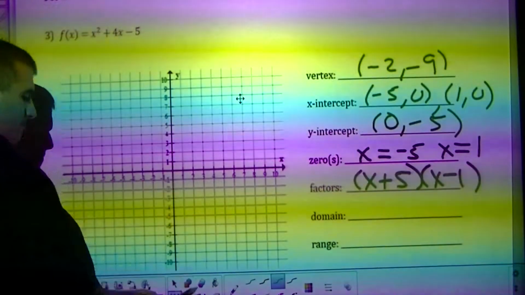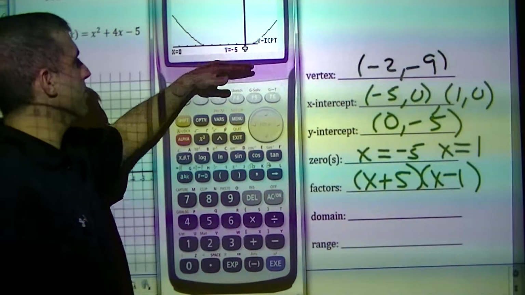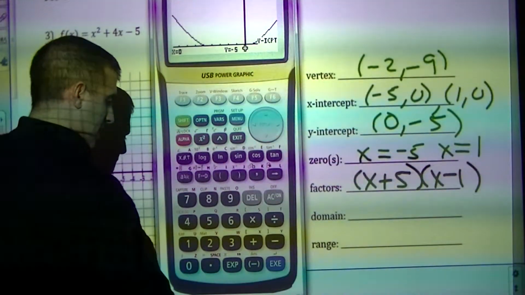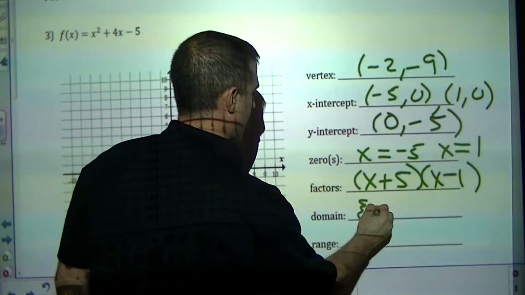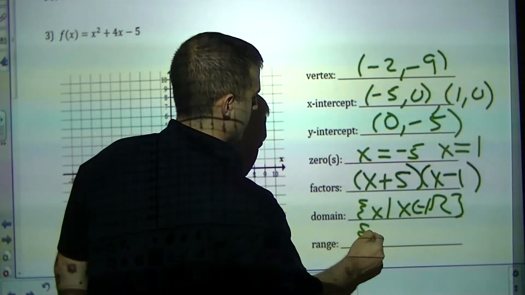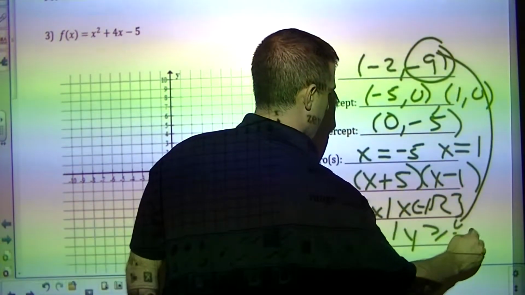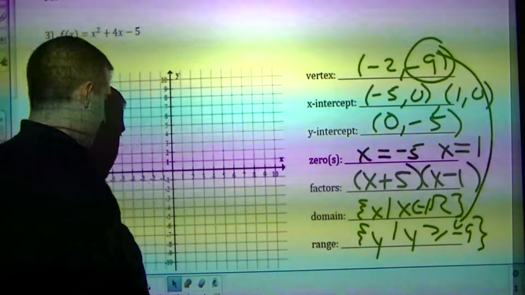My domain, if you look at this, my domain is going to be here, left and right, it's all real numbers, it's all going up, so that's what the range is going to be greater than, so I'm going to have x such that x is an element of all real numbers. And this one's going to be y is greater than or equal to, I use that y coordinate. Okay.